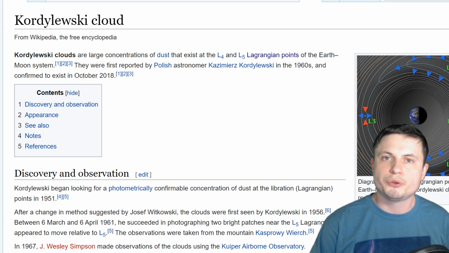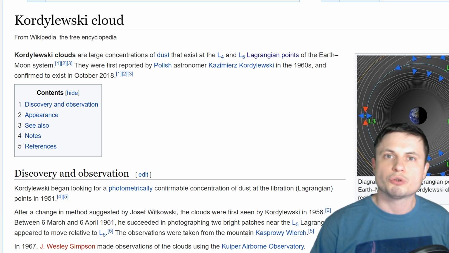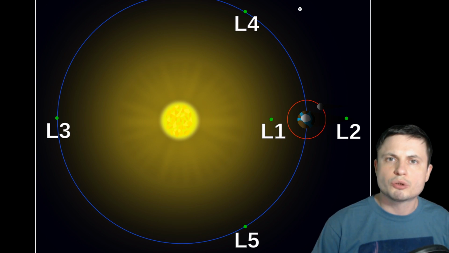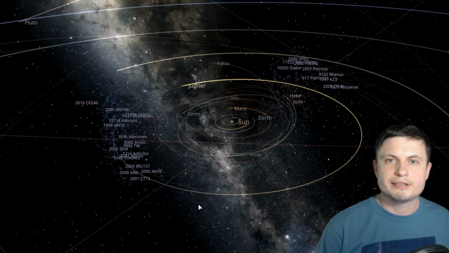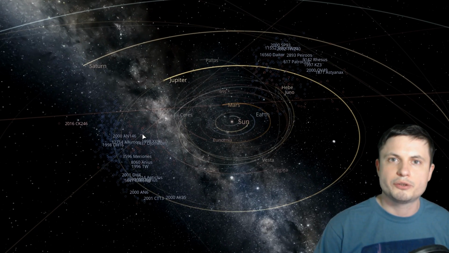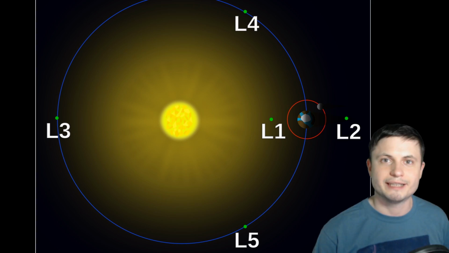Likewise, only about 2 years ago, we've discovered that in the same points, the L4 and L5 Lagrange points, there are these so-called Kordylewski clouds. These are essentially collections of smaller rocks and a lot of various dust that is visible from planet Earth, and in some sense is also representative of what's happening around the Trojan points of Jupiter. Would we also call this some sort of a satellite as well?